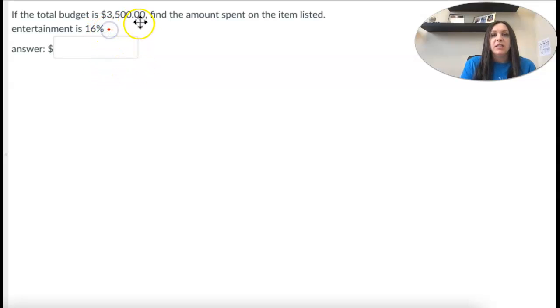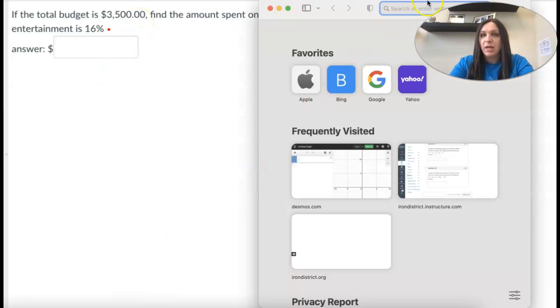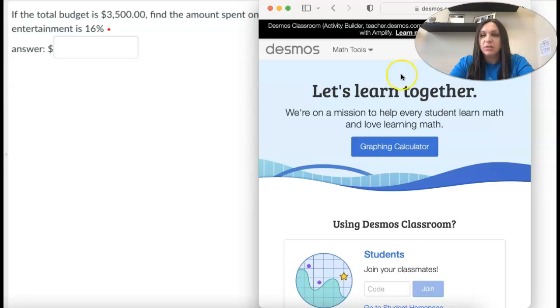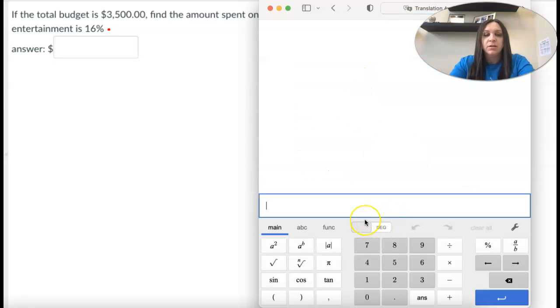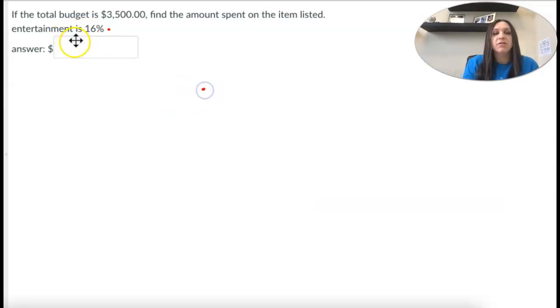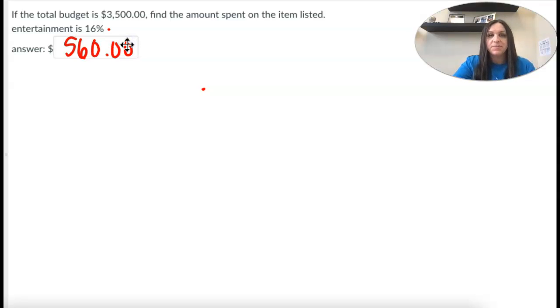So we want to take 16% of 3,500. I'm going to get my calculator. I like to use Desmos, and then I'm going to go to scientific. So 16% of 3,500 is $560. So $560 will be allowed for entertainment purposes.